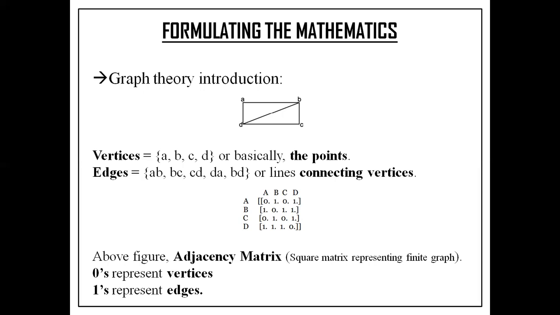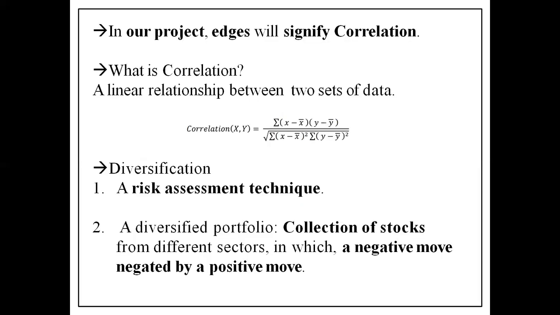But hold on, what do we mean by adjacency matrix? It is just a square matrix representing a finite graph. The zeros represent vertices and ones represent edges. In our project, edges will signify correlation. Don't worry if you don't understand it. This sentence will make much more sense as we move forward.